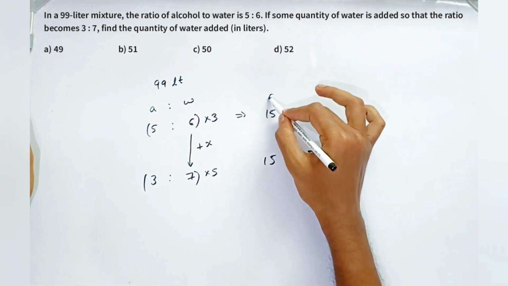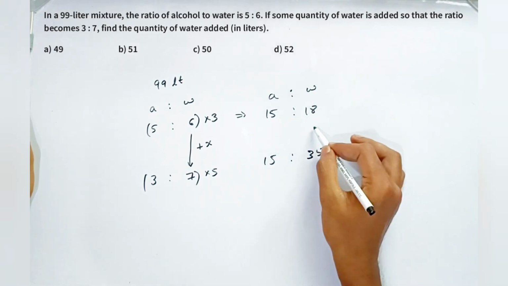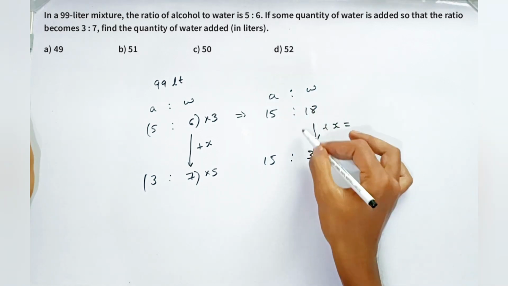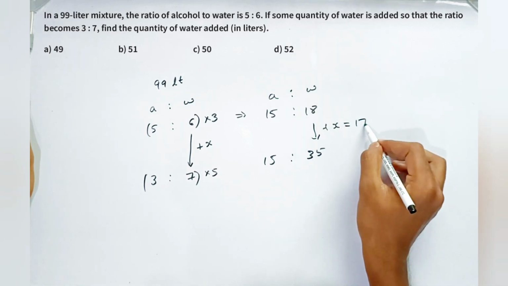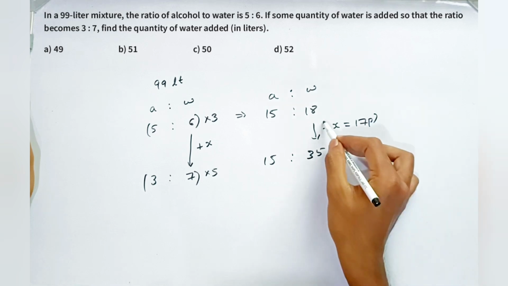So in these cases, we'll get the alcohol as the same in both cases. Okay, and this is x, right? So how many parts have been increased actually? We can say that it is 17. Okay, this 17 parts have been actually increased.